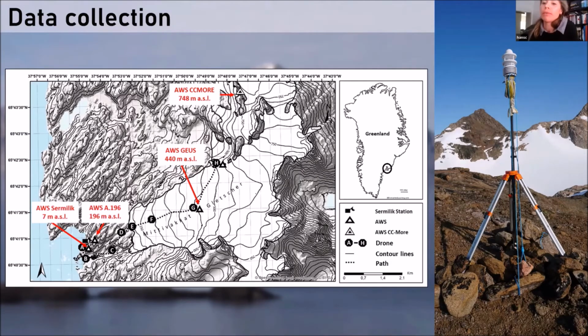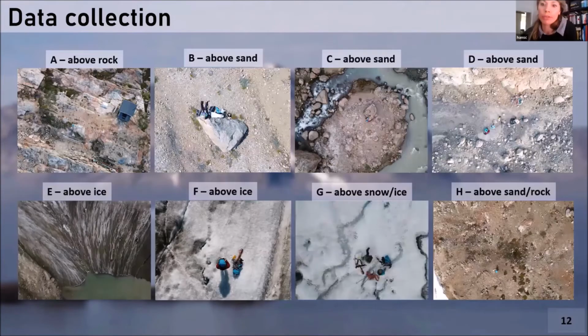The points where we took the profiles were above different surfaces and settings. For example, point A was at the station Sermelik, above rock and sand and close to the sea. B was at the beginning of the Mitiwakat Valley and above sand. C was at the end of the Mitiwakat Valley and also above sand. D was in front of the glacier, above sand. E was at the glacier tongue, above melting ice. F and G were above the glacier, so above snow and ice. And H was on a nunatak, so above sand and rock.